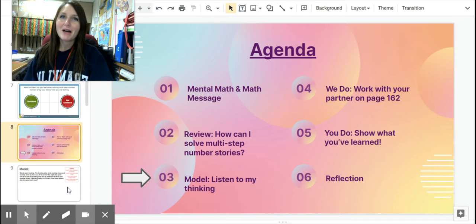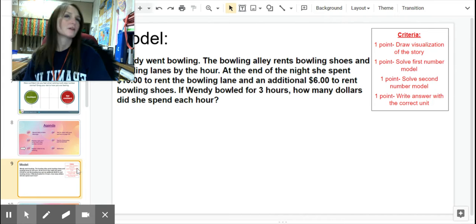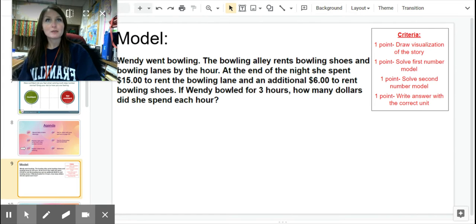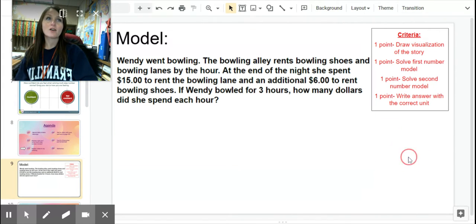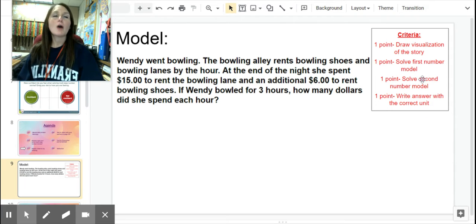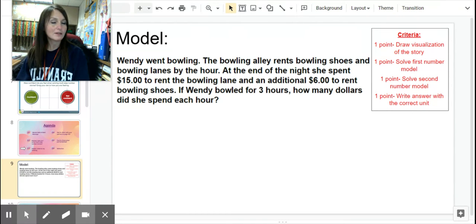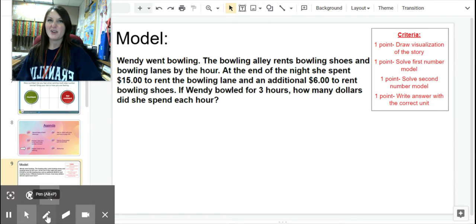All right, so now I'm going to go ahead and show you my model and how I can solve a multi-step number story. This should look familiar because this is a problem that we had on Evaluate. I'm going to follow these steps, and then next time you take Evaluate, hopefully you'll do a little bit better on this. Now, I'm going to let you know this is really tricky. This is definitely one of the hardest ones on Evaluate.